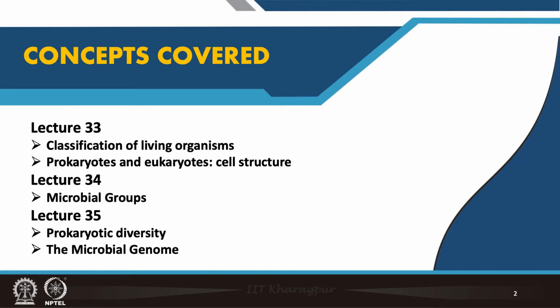I think I mentioned in lecture 3 that we covered the classification of living organisms, the differences between prokaryotes and eukaryotes. We looked at cell structure, some basic organelles that are part of all cells, the unit of life. So we've covered that in lecture 3. What we're going to cover in lecture 4 is the different microbial groups that are present on the planet, literally. And in lecture 5, we will be covering prokaryotic diversity and a little bit about the microbial genome.